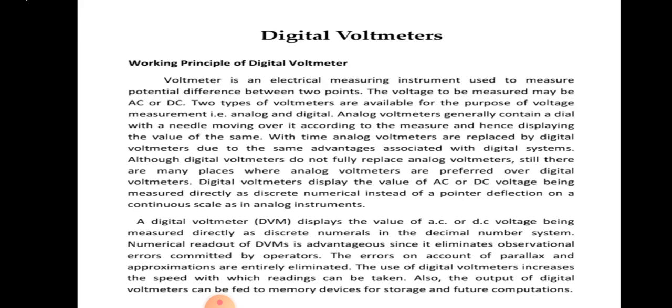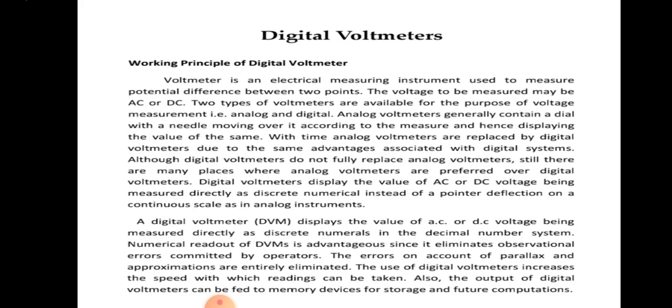The working principle of digital voltmeter. A voltmeter is an electrical measuring instrument used to measure potential difference between 2 points. The voltage to be measured may be AC or DC. Two types of voltmeters are available for the purpose of voltage measurement, that is analog and digital.